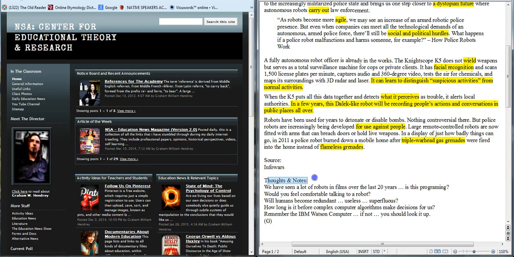My thoughts and notes include the following. We have seen a lot of robots in films over the last 20 years. Think Terminator and variations on RoboCop as classic examples. Are these films preparing us for something so that we will accept it as normal and inevitable? Would you feel comfortable talking to a robot?